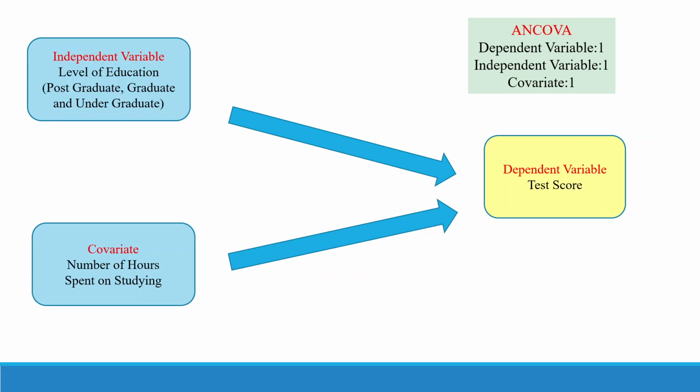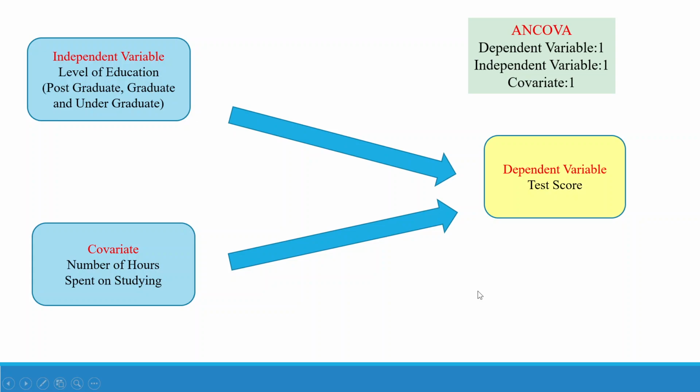Next is ANCOVA. ANCOVA consists of one dependent variable, one independent variable, and one covariate. So here we have the independent variable level of education, the dependent variable test score, and the covariate. The variable which we want to control is number of hours spent on studying. Basically, we want to control the effect of this variable on test score.